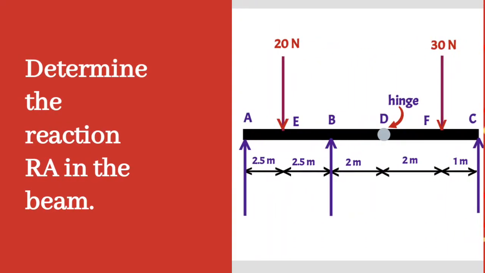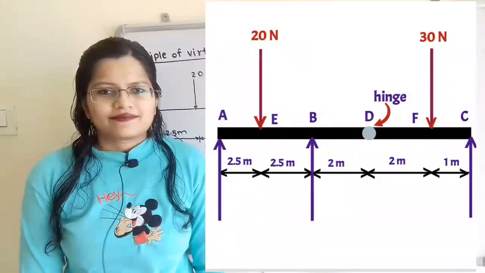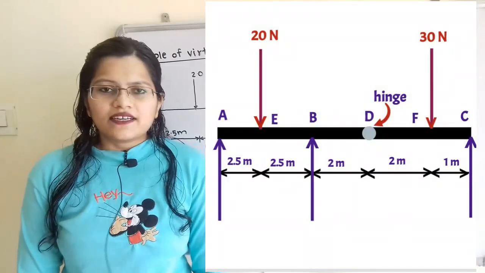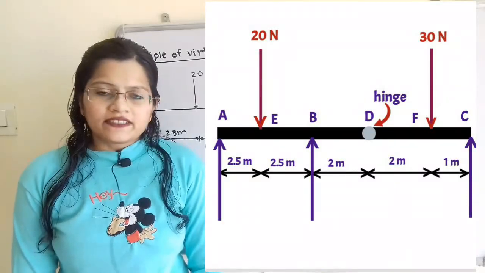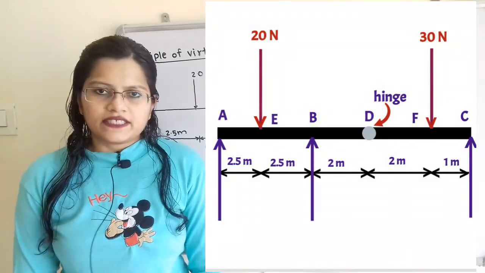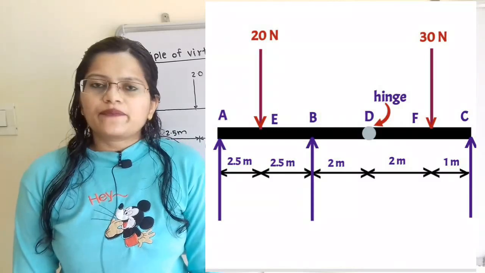Given the question, determine the reaction Ra in the beam. Let us understand the given question. The beam is supported at 3 points A, B and C. It is hinged at point D.